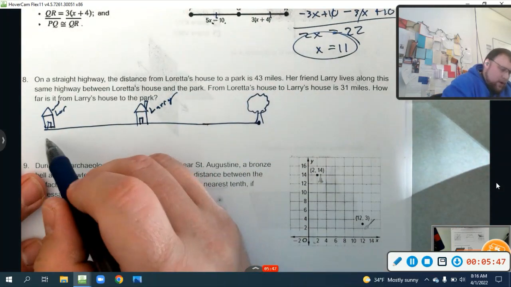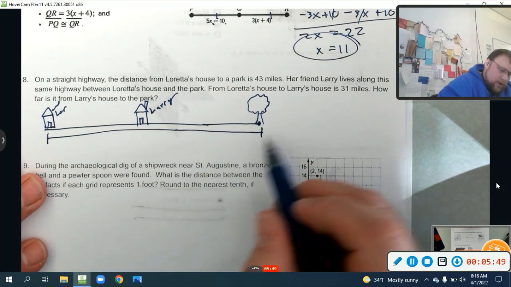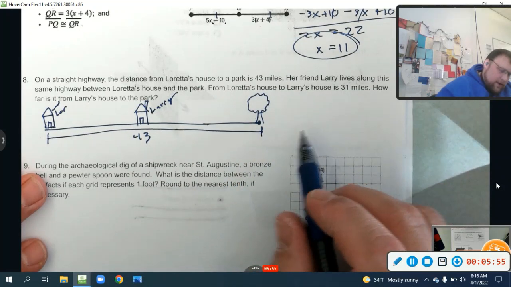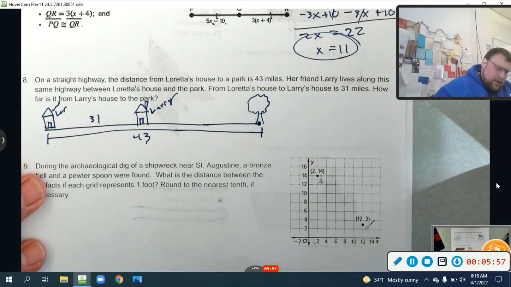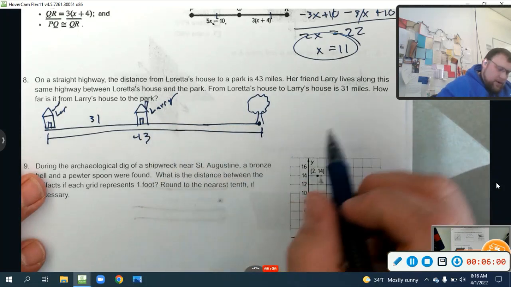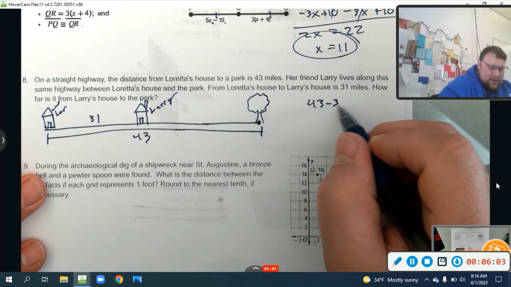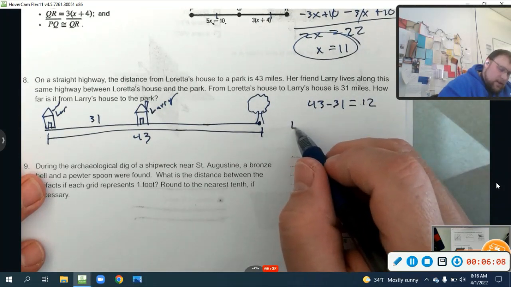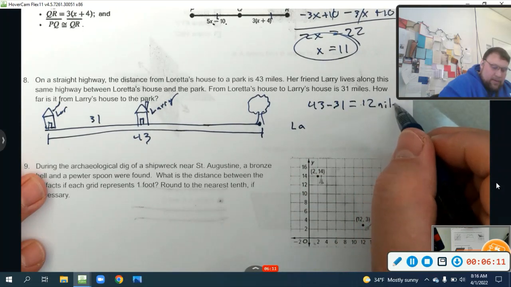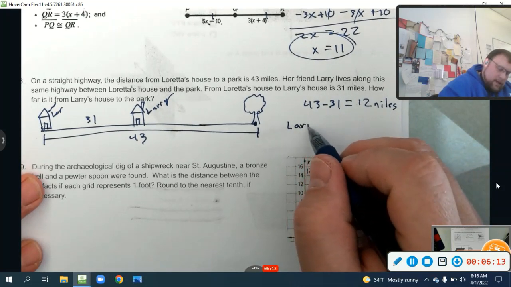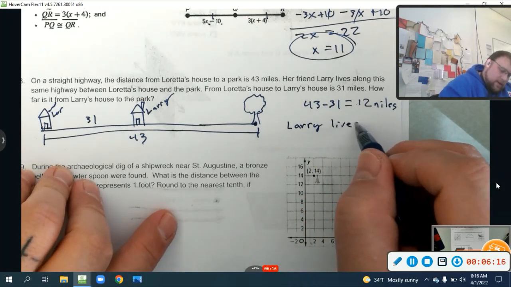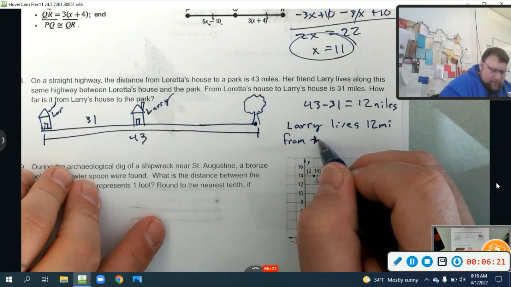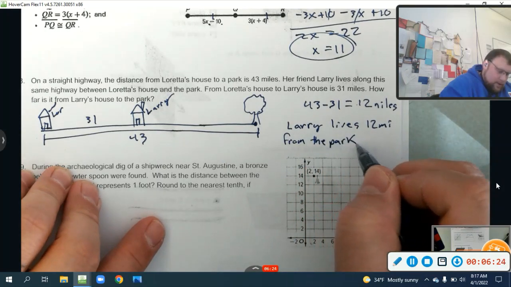Okay, and we know the distance from her house to the park is 43 miles. And from Loretta's house to Larry's house is 31 miles. So how far is it from Larry's house to the park? Well, that's just 43 minus 31, which equals 12. Don't forget, we need to put on our units when they give them to us. Larry lives 12 miles from the park. Boom.